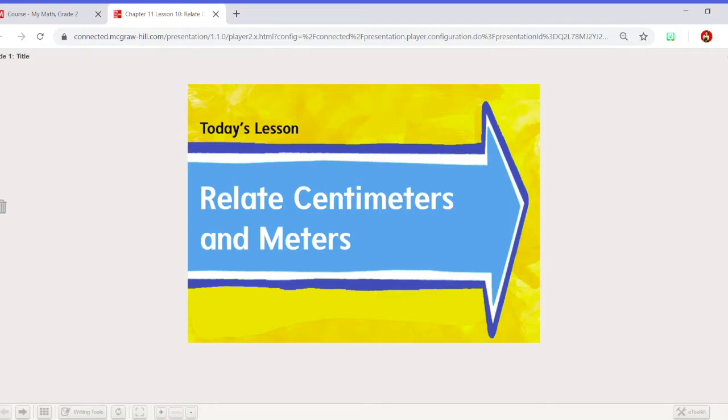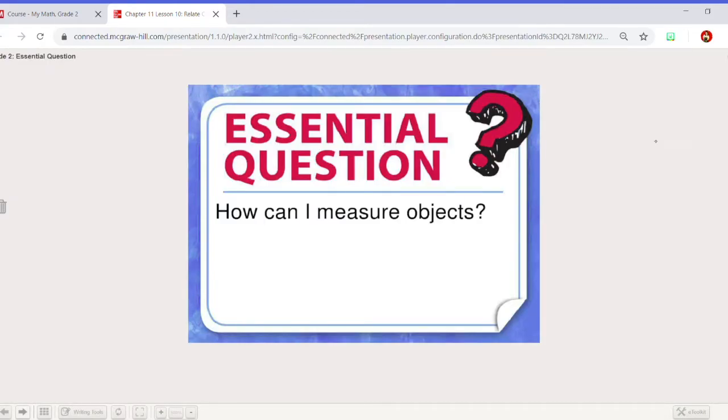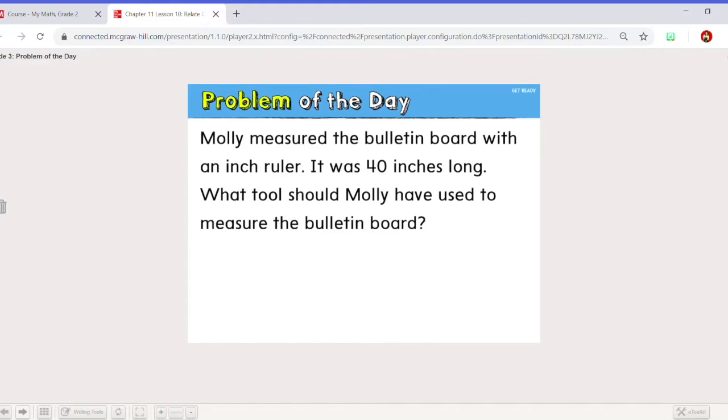Hello, second grade, and welcome to today's math lesson about relating centimeters and meters. Just like when we had 12 inches equal a foot, we're going to be doing 100 centimeters equal a meter. We're going to talk more about that as we dive in, but first, let's warm up our brain with a problem of the day. So as always, I'm going to underline that important information as we read.